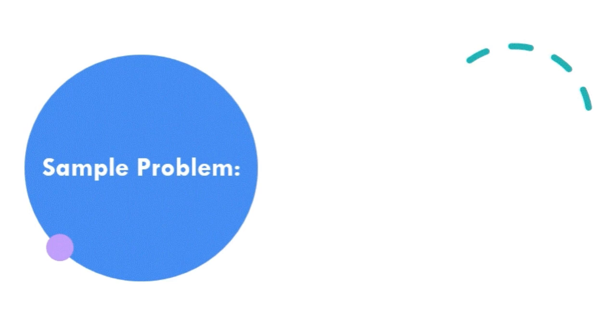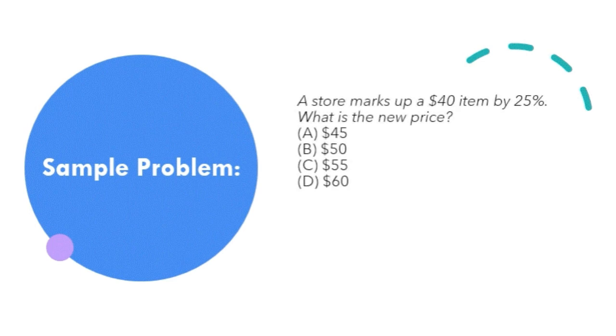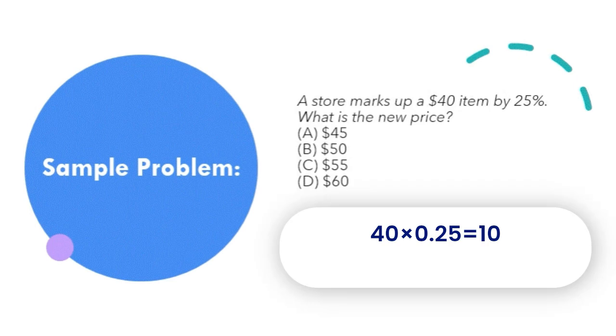A store marks up a $40 item by 25%. What's the new price? A. $45. B. $50. C. $55. D. $60. Now let's break this down.